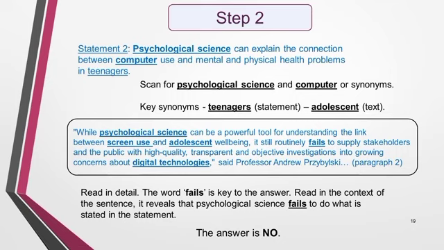Next, I read in detail for the answer. Once you know where it's located, it can often be a single word that leads you to the answer. Here, it's the word fails. Read in the context of this sentence, it tells me that psychological science fails to do what is stated in the statement. The answer must therefore be no.